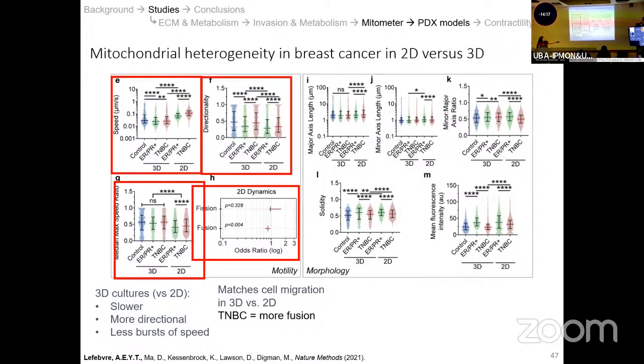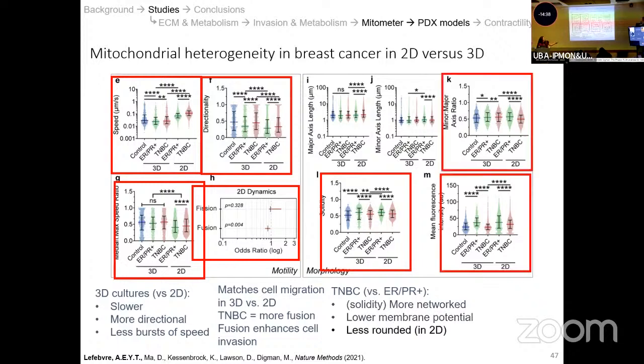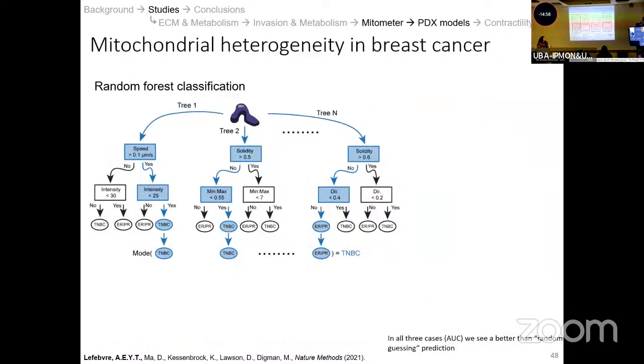Triple negative breast tumor cells undergo more fusion. Fusion enhances cell invasion. Triple negative versus ER/PR positive, what's the difference between these? The solidity, the branching of the mitochondria, not just is it smooth like what you see in textbooks, but they have different branching. They're more networked. They have lower membrane potential, and they're less rounded. So in general, breast tumor cancer cells look very similar to normal cells. That's what we concluded with this. But certainly there's a lot more work because my student didn't look at populations that were actually migrating cells, right? So there's a lot of work still left to be done.